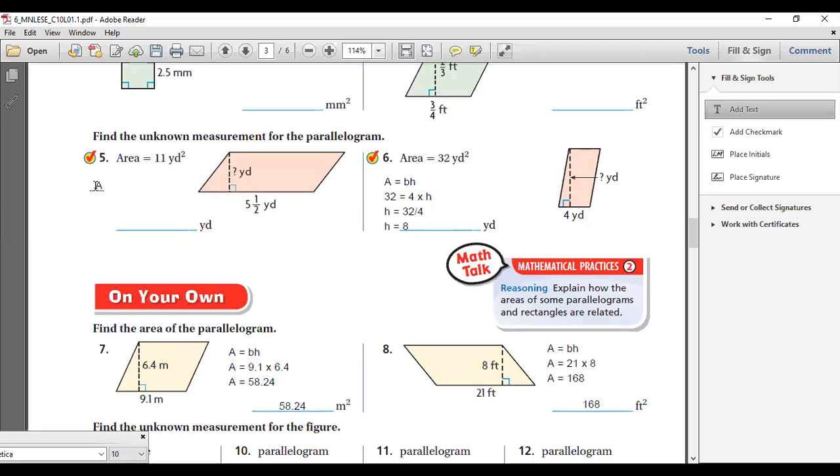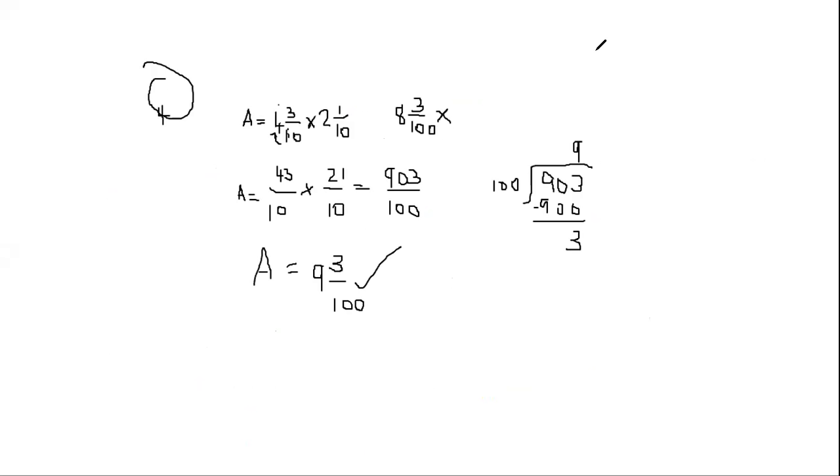So as usual, write down the formula. A is equal to BH because it's a parallelogram. So what's the area given to you? It's given to be 11, equals, the base is going to be 5.5 now. 5.5 multiplied by h. That's going to be that. So again, I will have to use the other screen. So let me do that for you.